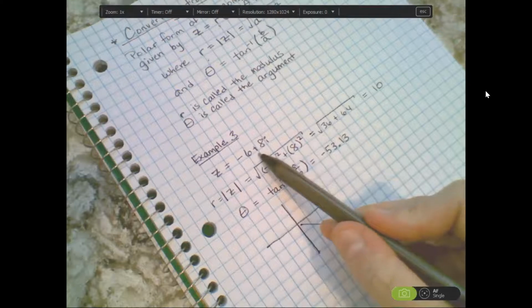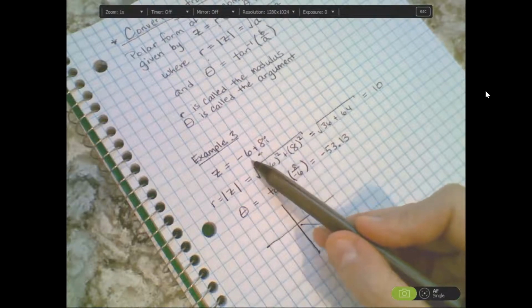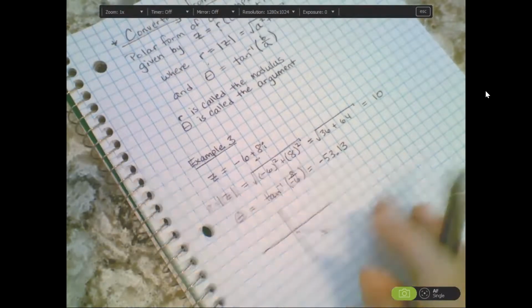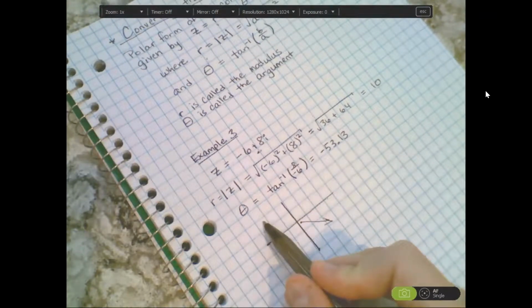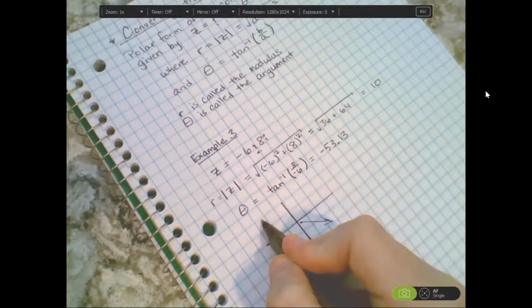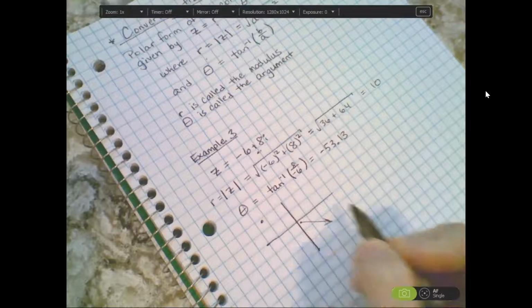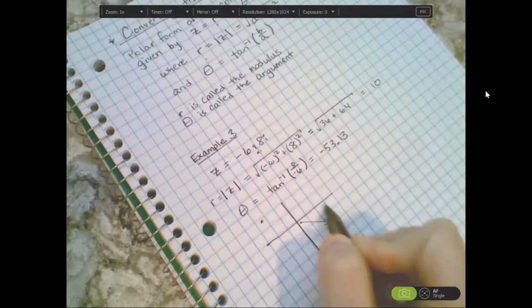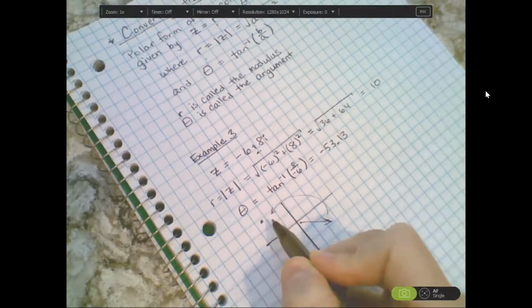But where am I supposed to be based on this original point? Think about where this is. I told you we weren't going to have to graph it. Maybe we do need to think about where it is. -6 plus 8i. I would go 6 in this direction and then up. So my point is actually up here in this quadrant. My calculator is giving me an angle down here. So this is one of those times when we got to flip it around the other way.